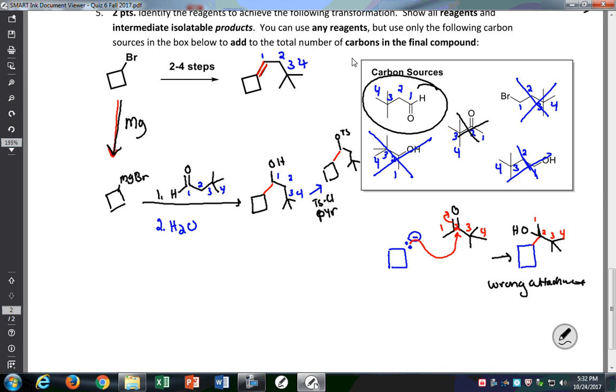And then we're just doing an E2 reaction. Are we forming the most substituted double bond or the least? Forming the most, so we need our strong, small base just to do our E2. So again, applying things that we have learned.